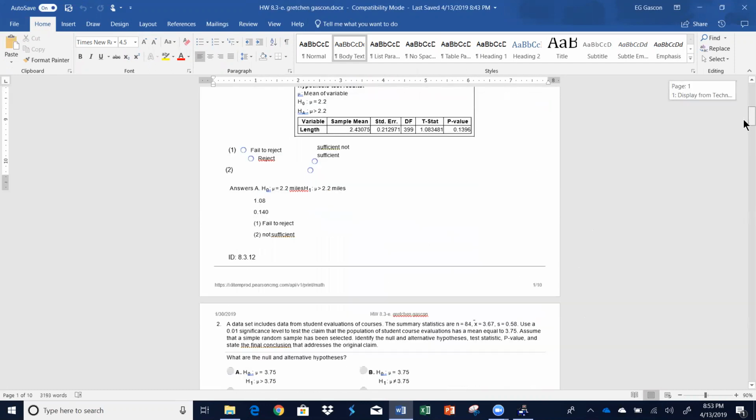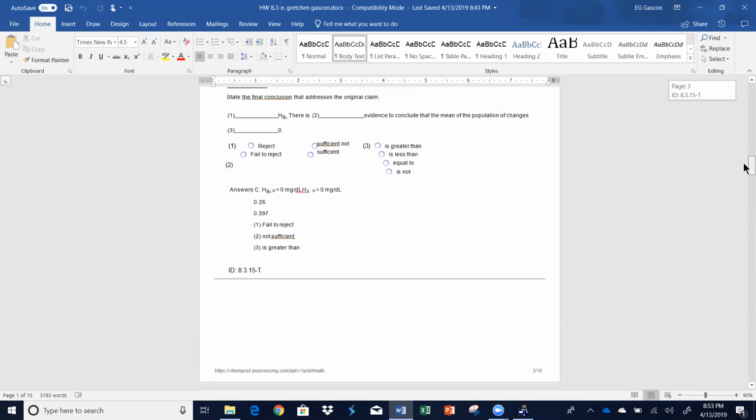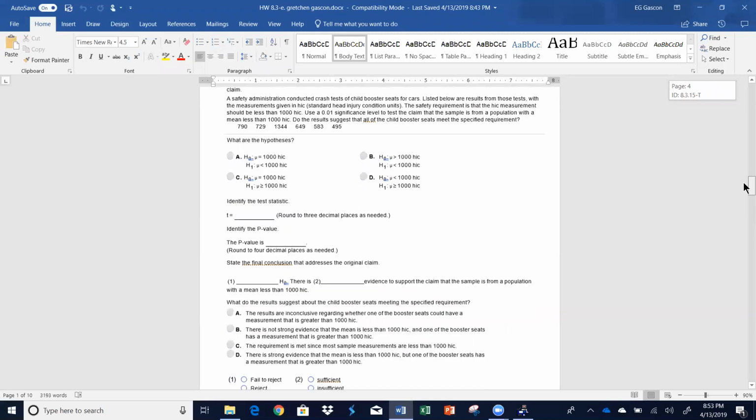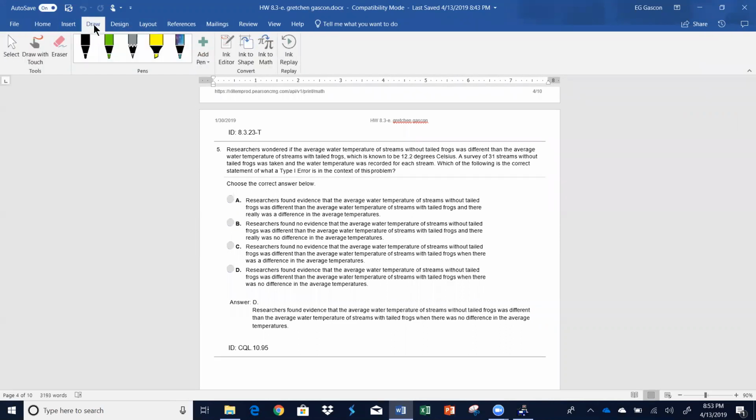Okay, so the question was about type 1 and type 2 errors. So the whole idea behind type 1 and type 2 errors, and I think type 1, there we go. Question 5 was the first question. Okay, so the thing you want to remember about a type 1 error.